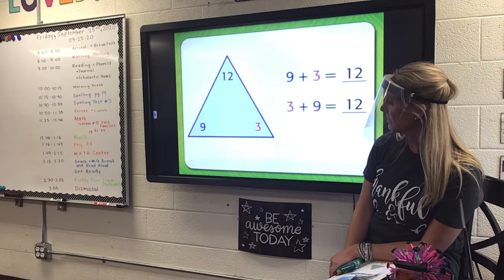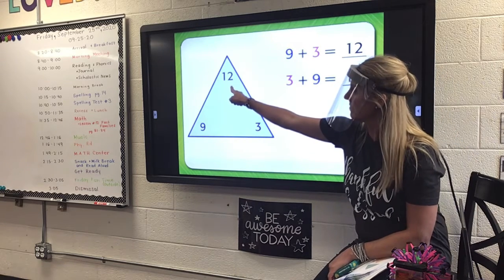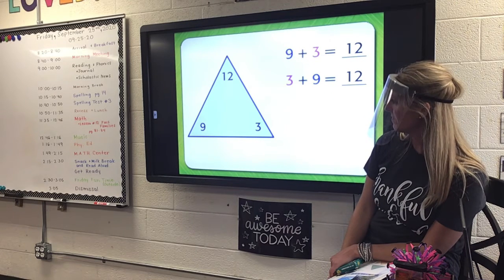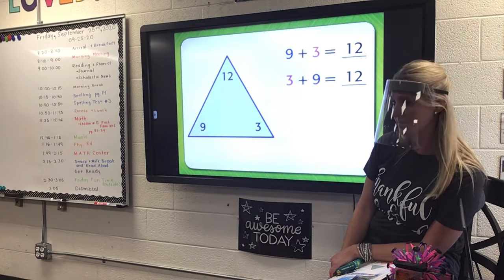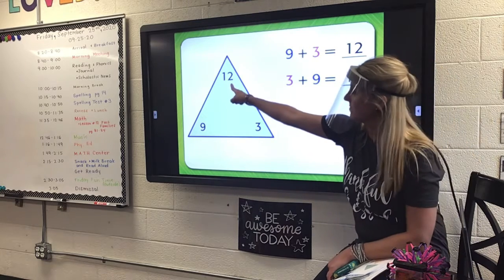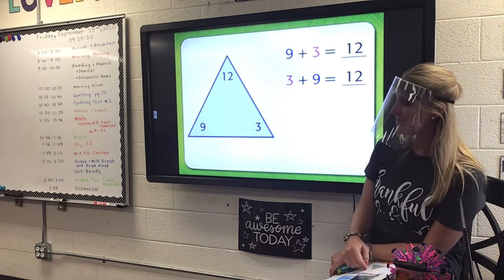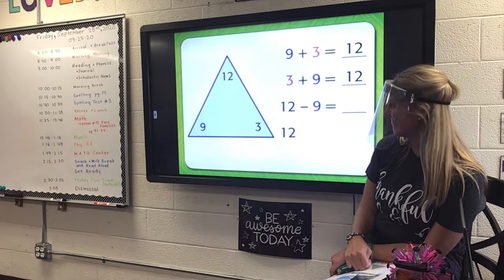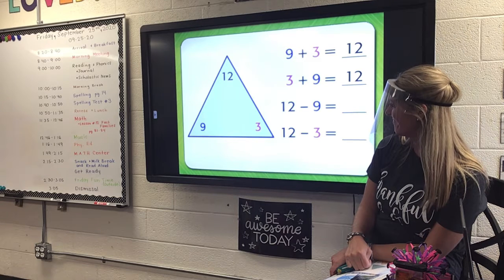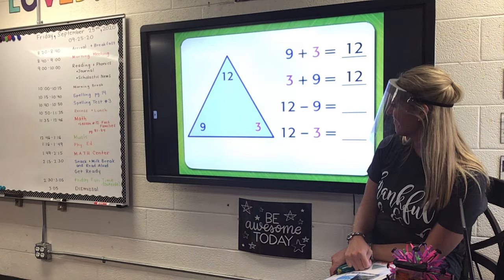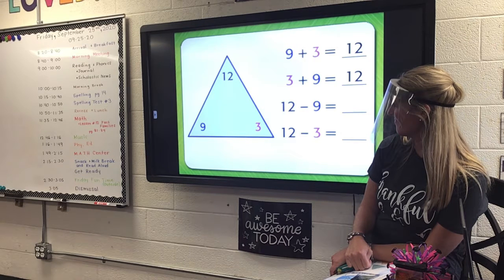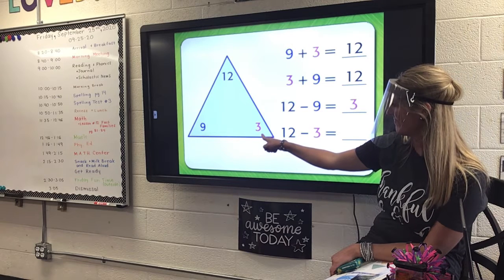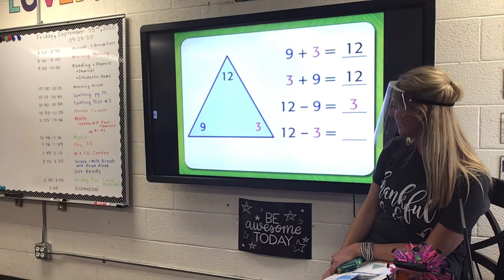Now let's write subtraction facts. We start with the largest number for subtraction facts and subtract the smaller numbers from it. What is the largest number in this fact family? Yes, it's 12. 12 minus 9 and 12 minus 3. The answer to both subtraction facts is the other number in the fact family. 12 minus 9 equals 3. 12 minus 3 equals 9.